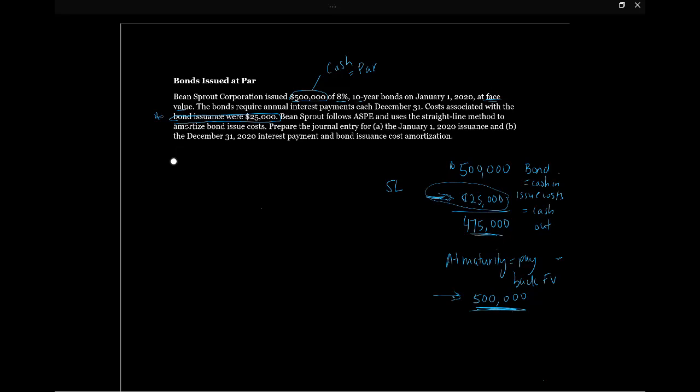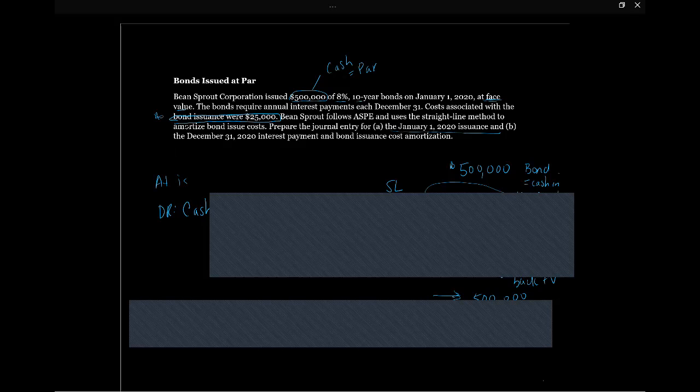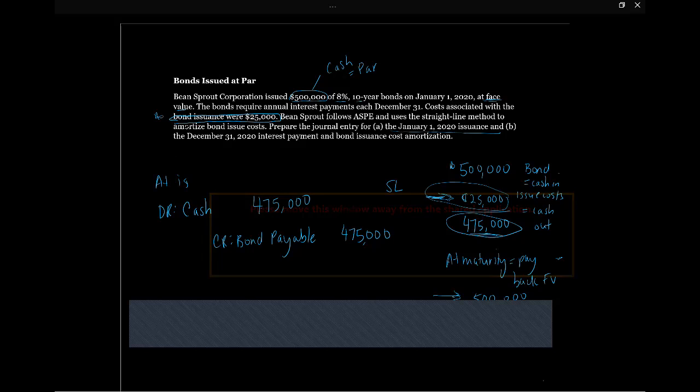So the first thing we're asked to do is prepare the journal entry for the January 1st, 2020 issuance. So I think we know what we need to do there. We're going to debit cash, because Beansprout Corporation is going to get in cash the net cash of $475,000. So we're going to recognize the net cash here of $475,000, and we're going to set up the bond payable on our statement of financial position as a long-term liability. And it's long-term because it's not due for 10 years. So that's our first entry, at issuance.